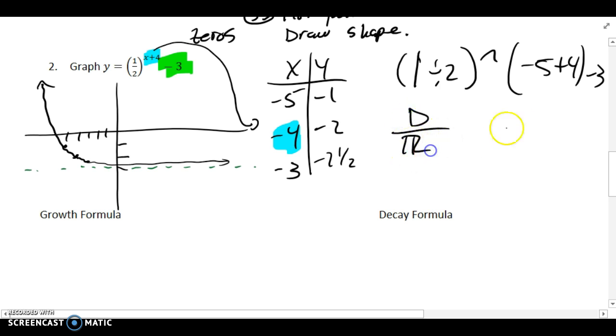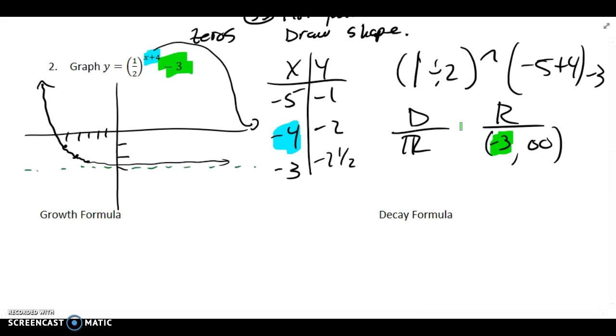Domain is all real numbers. Range is the asymptote again. So let's see here, -3, and I'm going to highlight it in green so you know it goes together. Okay. So, because it stops going down at -3 and ends up going right forever.